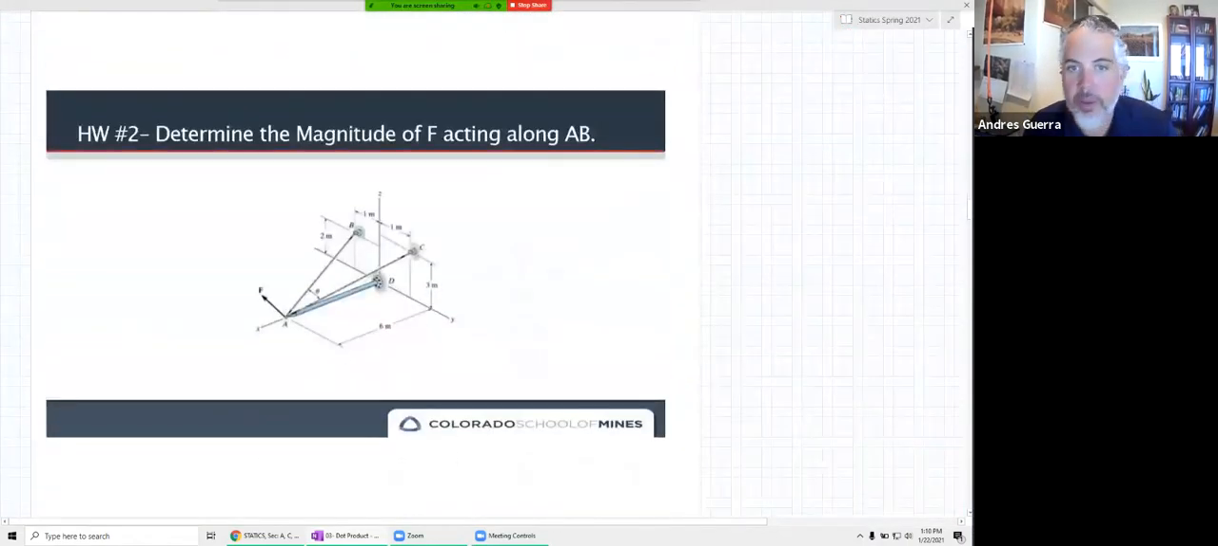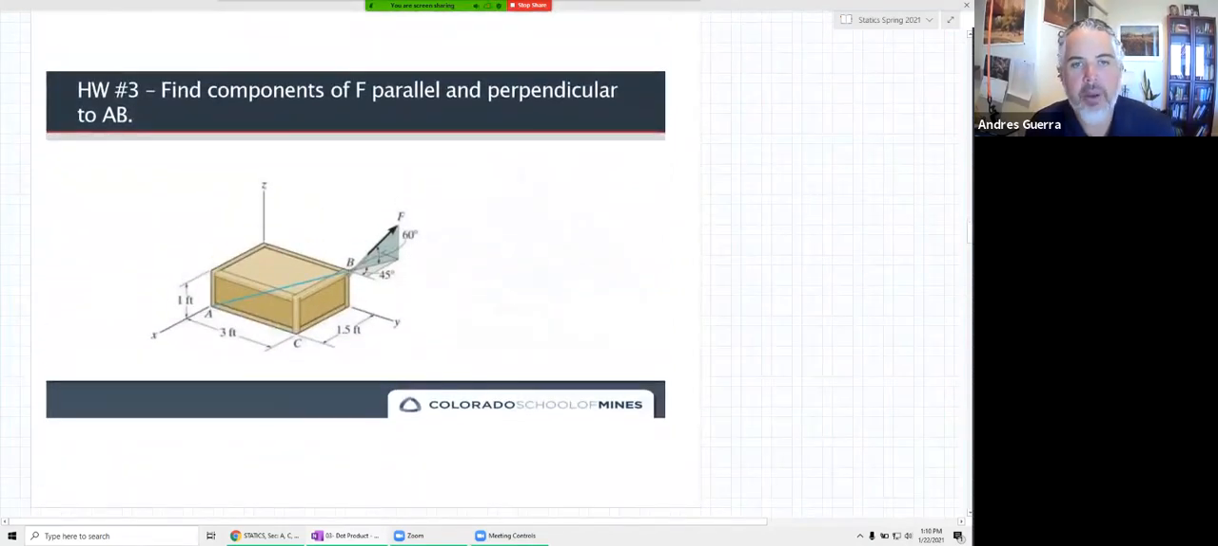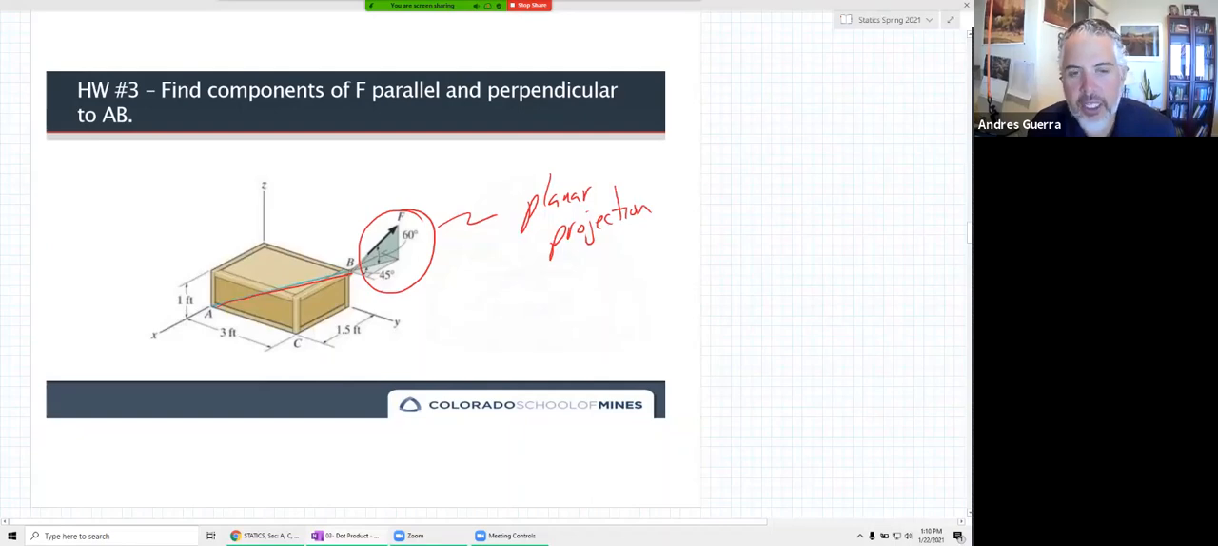We have another one: determine the magnitude acting along the line from A to B from this force vector right here. So we're going to say, well, how much of that force vector is projected down onto that line right there? And then our third one here, find the components parallel and perpendicular to this line from A to B. Notice you have a planar projection. So actually we have to start this problem by just formulating that force vector into X, Y, and Z components before we can even start.